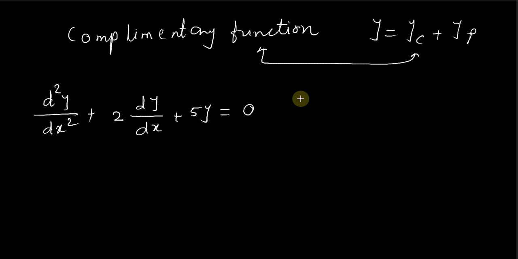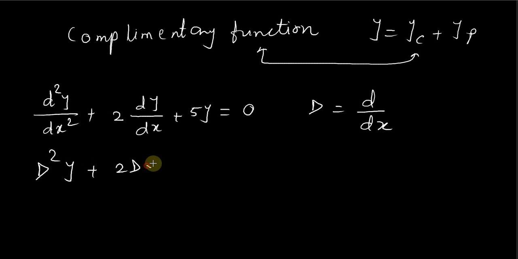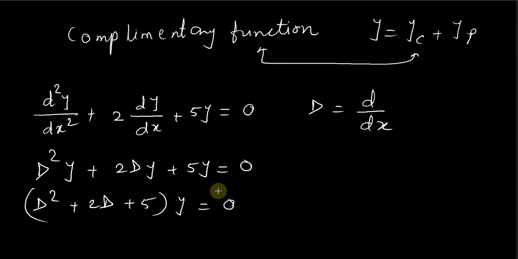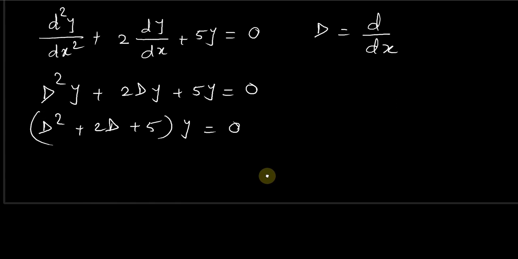So first write this equation using operator D. So this is D square y, D of y, and no derivative, so only y. Taking y common, whatever bracket of D we get, equate it to 0, we call it an auxiliary equation. So the auxiliary equation is D square plus 2D plus 5 is equal to 0. Find the roots of this auxiliary equation.